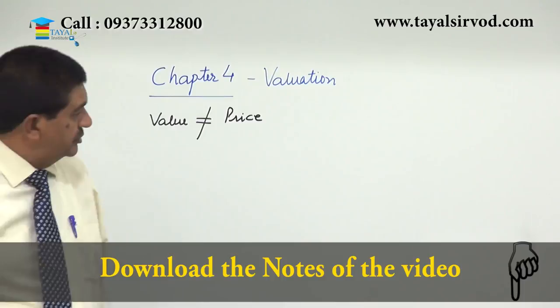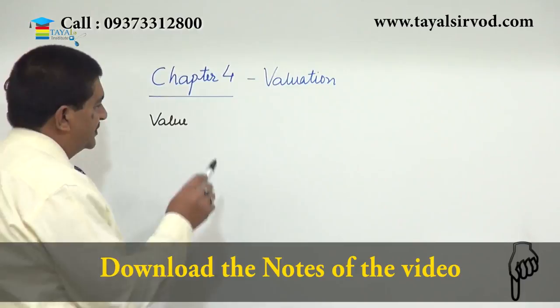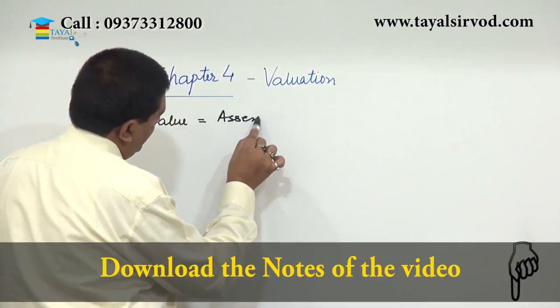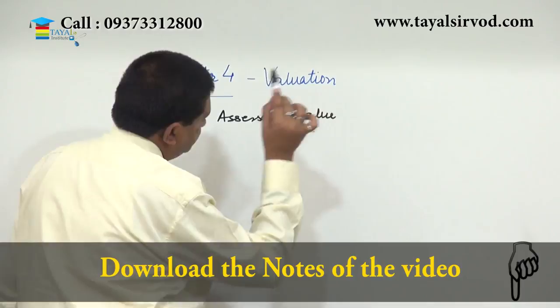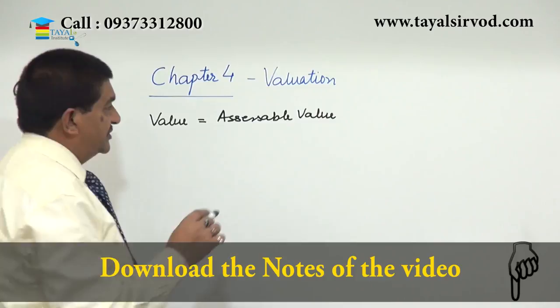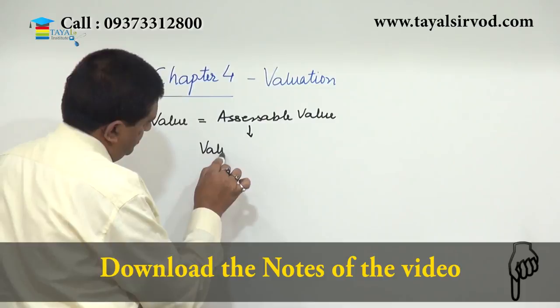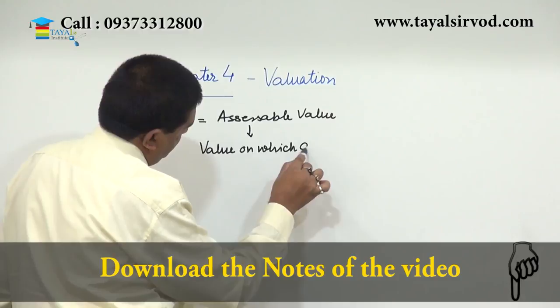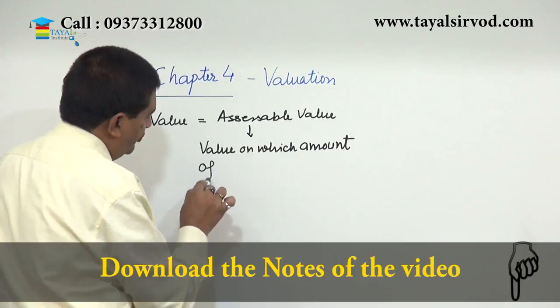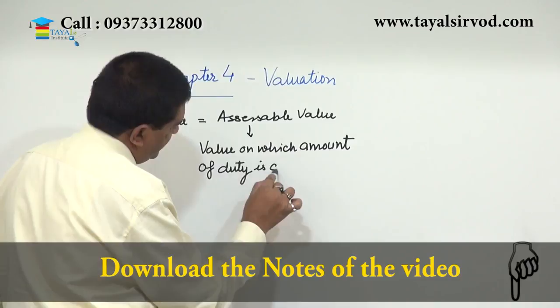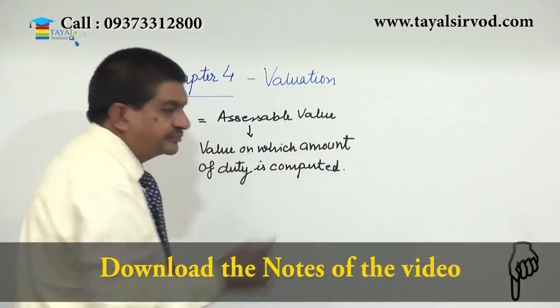So value, now we can say that when we use the word value, this is actually assessable value. What is assessable value? This is the value on which the amount of duty is computed. And this can certainly be different from the actual transaction.